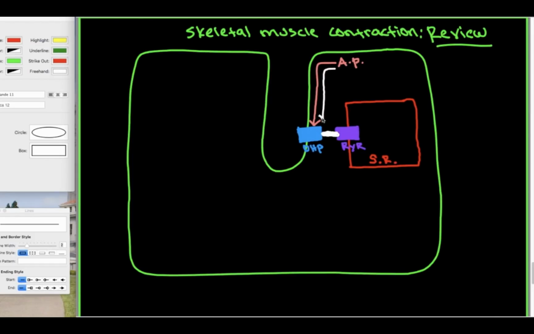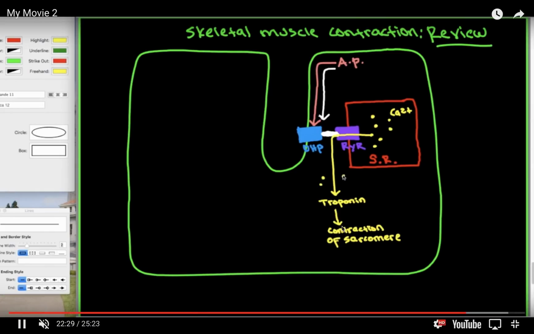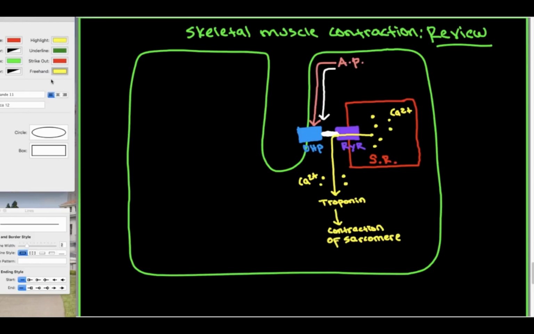So when the action potential travels down and changes the shape of DHP, it's going to open RYR, which allows calcium from the sarcoplasmic reticulum to exit into the sarcoplasm, or the cytoplasm, of this muscle cell. And as we saw, calcium is going to bind to troponin, get all that mess done, and then we're finally going to get contraction of the sarcomere. So I'm leaving out some steps here, but you get the gist.